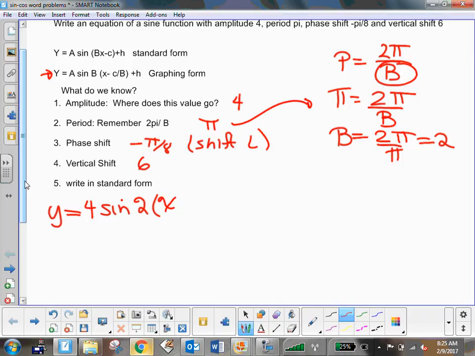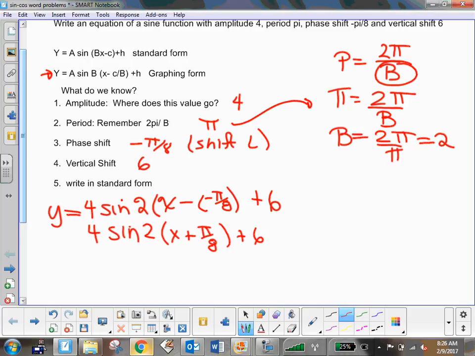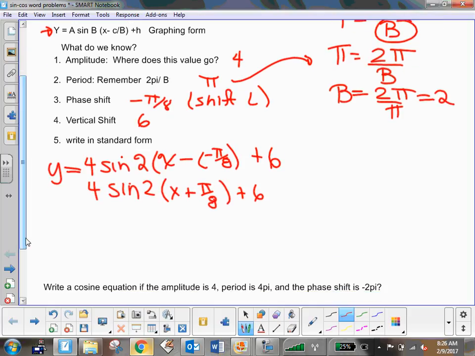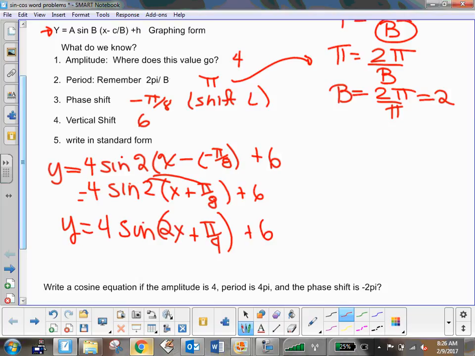Okay, and then we know that we have an x. Now we're shifting it to the left, so minus negative pi over 8. And then we're going to go up 6. So this is really 4 sine 2x plus pi over 8 plus 6. Correct? And then we put it into standard form, so we're going to pull that 2 in. So y equals 4 sine 2x plus pi over 4 plus 6.